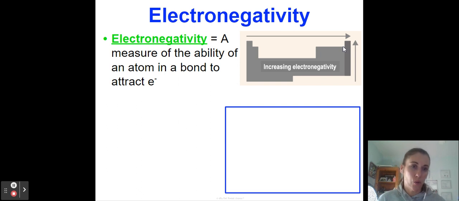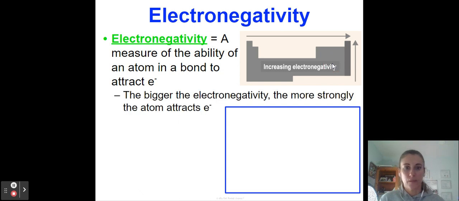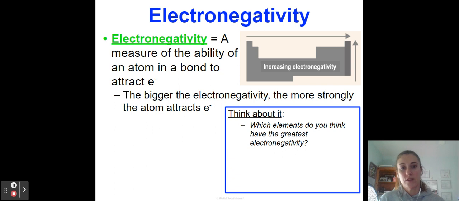So actually, fluorine right here is the most electronegative atom. We are going to exclude the noble gases. The bigger the electronegativity, the more strongly the atom attracts electrons. So think about it. Which elements do you think have the greatest electronegativity? Well, I kind of gave that away.